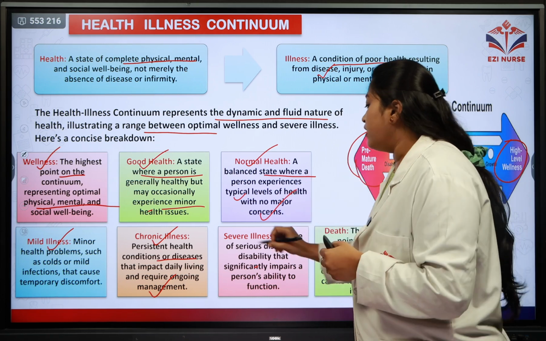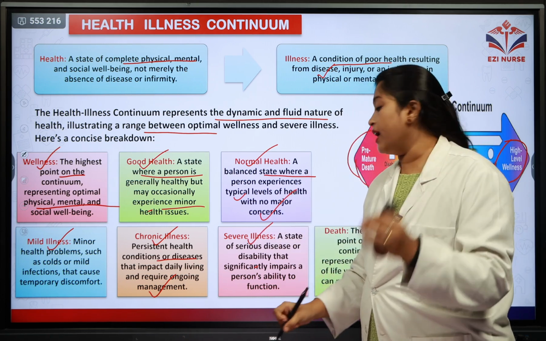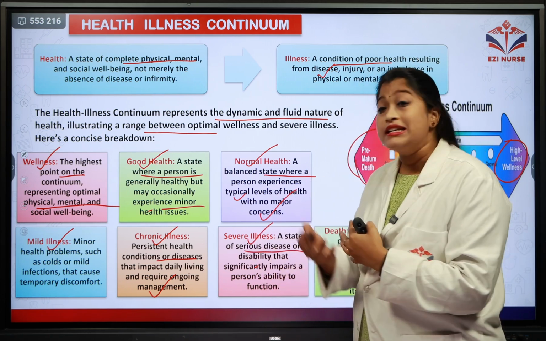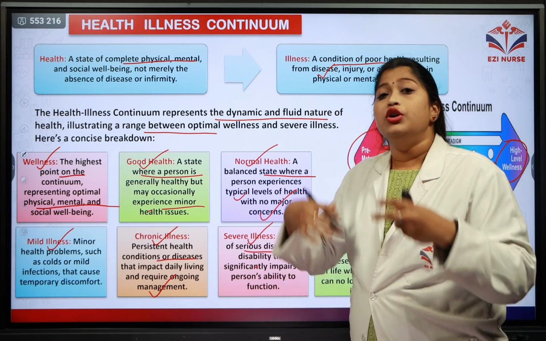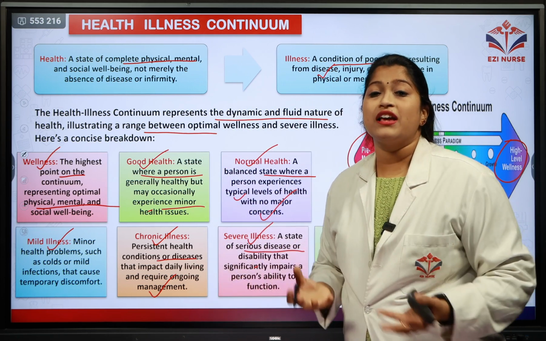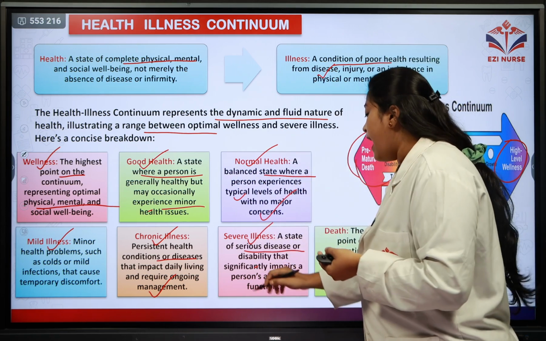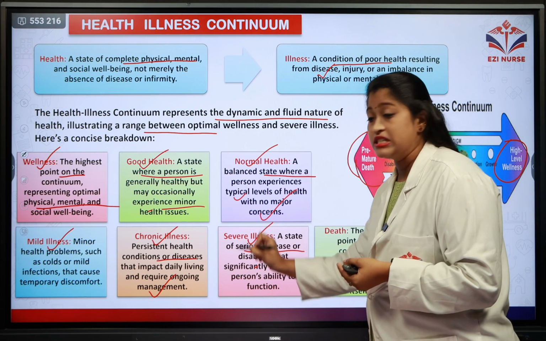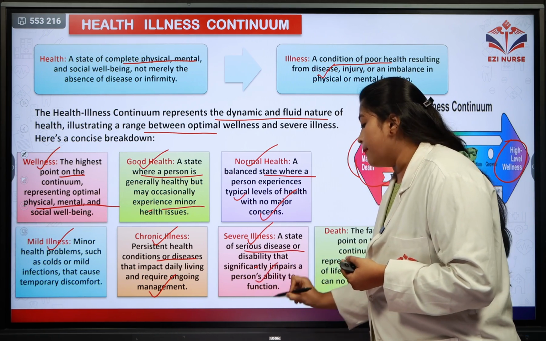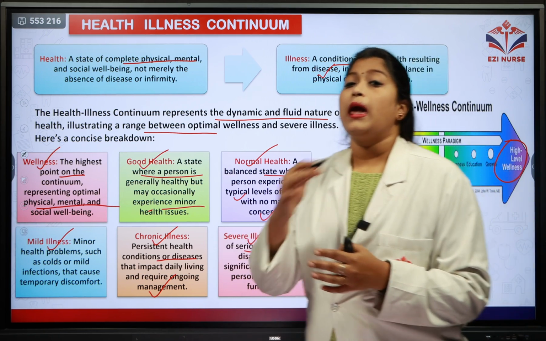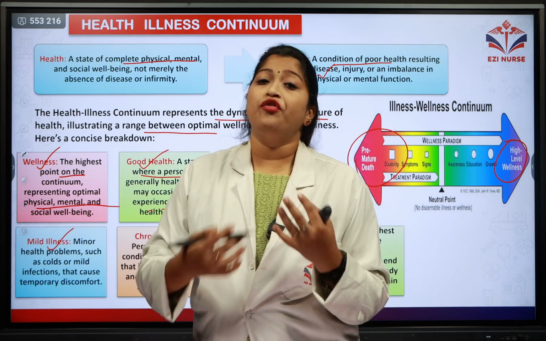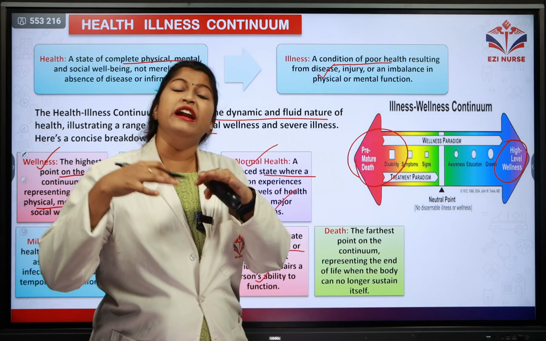Coming to the next point, severe illness. It's a state of serious disease and disability. He is unable to move from one place to another. He is unable to do his daily activities, and extremely serious disease is seen. The person's ability to function is impaired. He is unable to function by himself. It has been impaired.